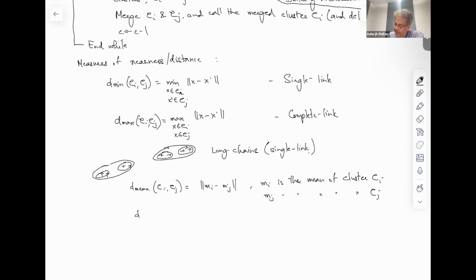And then you can basically cook up many different things. So one other thing that people use is the average, 1 divided by Ni Nj, summation of distances, so instead of taking min or max, you sum all the distances and you take the average distance. Okay, where Ni is the size of cluster Ci and Nj is the number of points in cluster Cj.